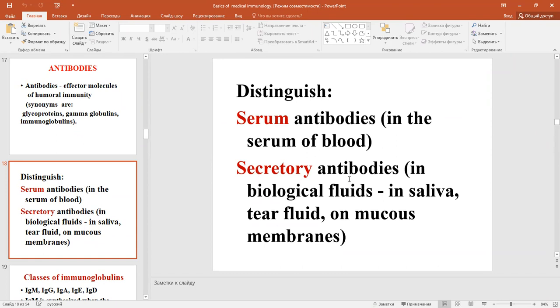And there are secretory antibodies. They are in biological fluids, in saliva, tear fluid, or mucosa membranes. They are important, of course, because they are developed immediately after the entering of pathogenic microbes. But in diagnosis of infectious diseases, we are not going to detect them. Very rarely, sometimes such liquid fluids are used. Cerebrospinal fluid, maybe saliva, very rarely, okay? Very often we are looking for serum antibodies. Those are circulated in the blood.